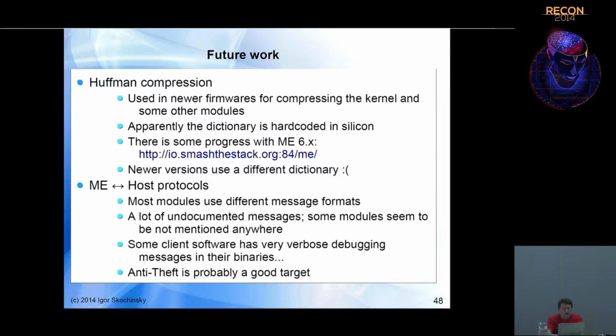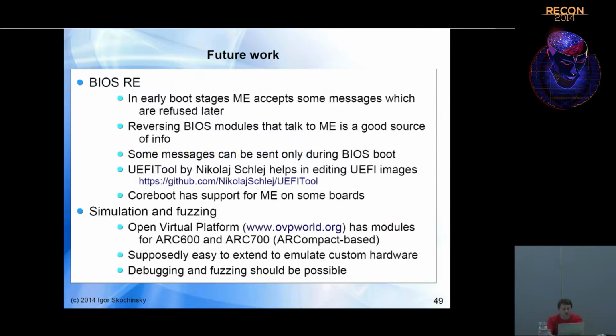Looking at the protocols is another target. BIOS reverse engineering should be useful. Simulation and fuzzing: I still haven't done it, but it should be possible to simulate this firmware.